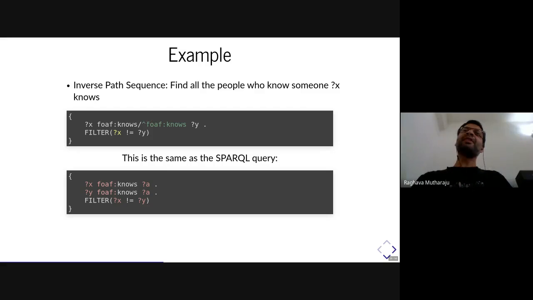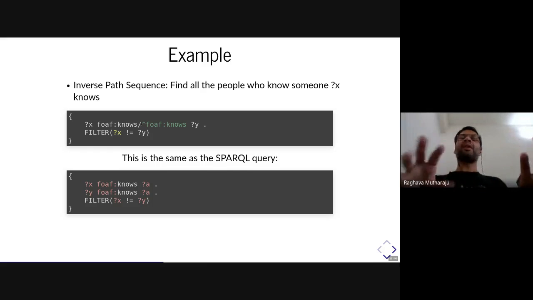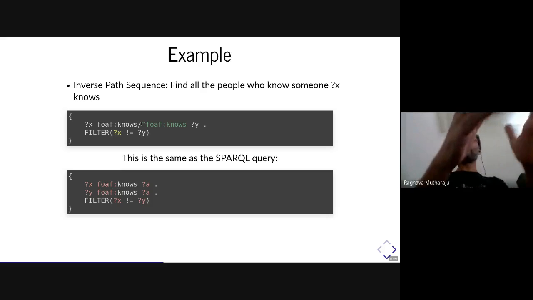Using this inverse property path, we can just write one line and we are done. I mean, you need to write the filter, but it's basically one line. What this says is X knows Z, and now Y. Whenever there is a caret, you read it from right to left, starting from the opposite direction. So Y also knows Z. So X knows Z, Y knows Z. Now I need all such Y's who have a common Z. And the only criterion is X and Y should not be the same.